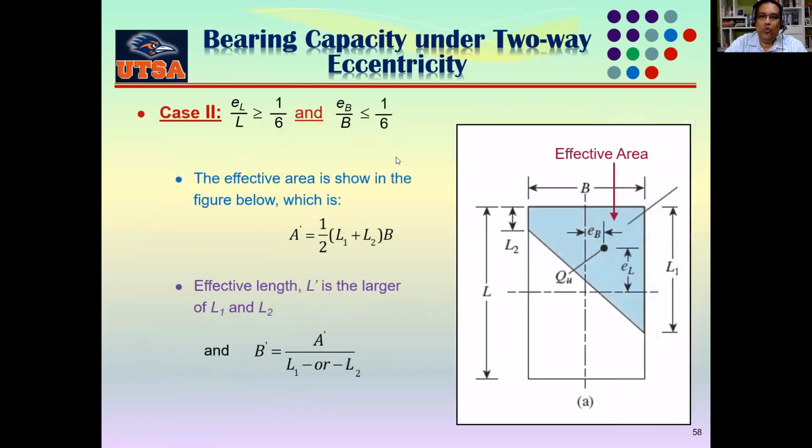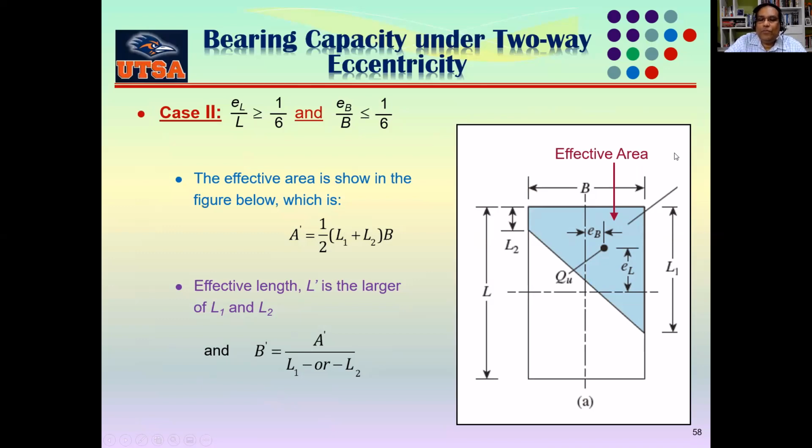How about case number 2? EL by L is greater than 1/6, but EB by B is less than 1/6. So you can see EL by L is greater than 1/6. That's why you see some 0 here. But EB by B is not greater than 1/6. That's why you see a little bit here. What happens if your EB by B is equal to 1/6? Just 1/6. Then the line should be something like this. Okay, so your L2 would be 0 at that time.